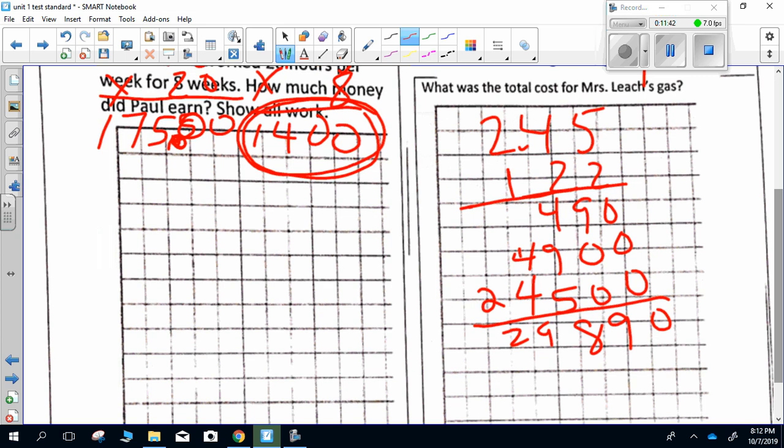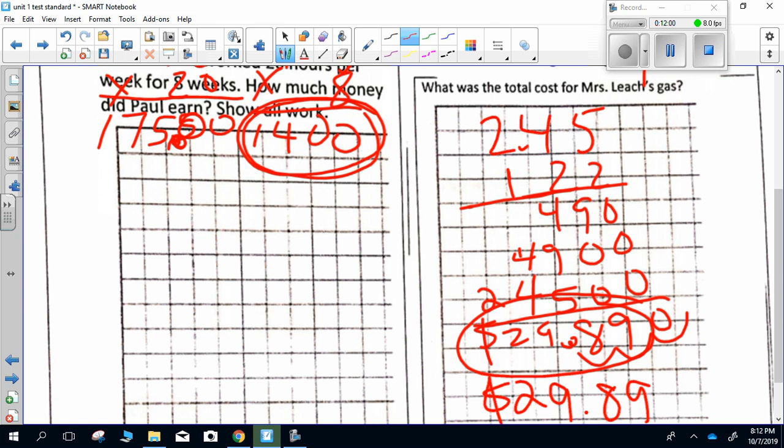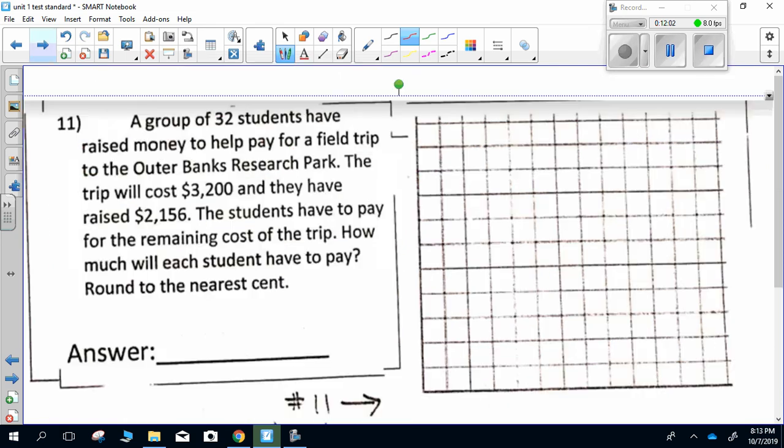So I got 29890. In my original problem, I had 3 decimal places. So I do this. But it needs to be money. So I'm going to just take these digits right here. These are what we call significant digits. And that's my answer. So it's $29.89. If you kept this 0, I took off a point.